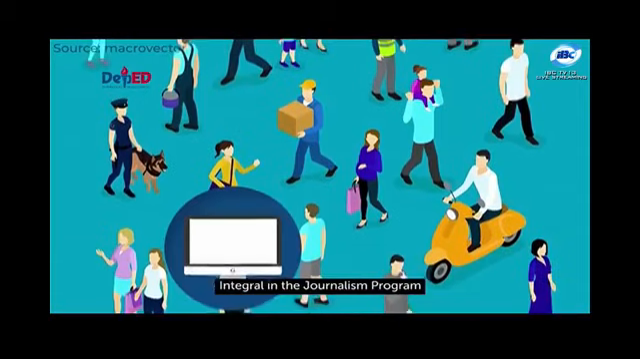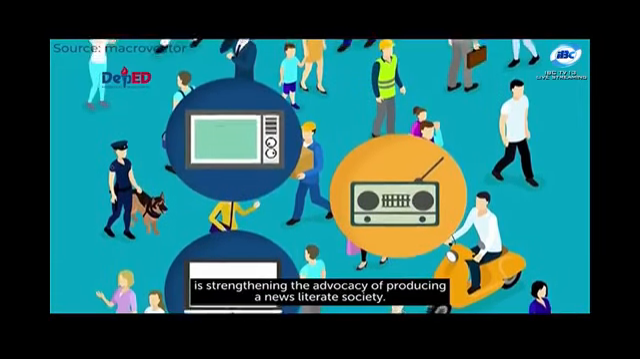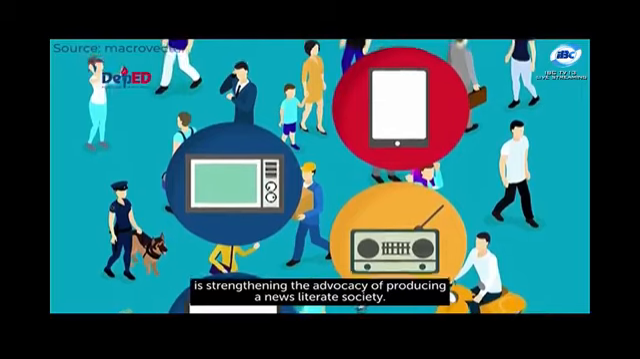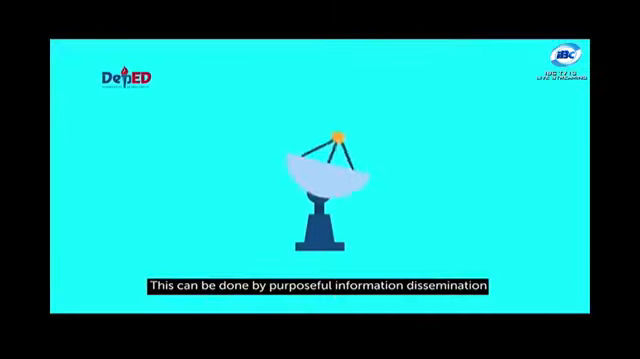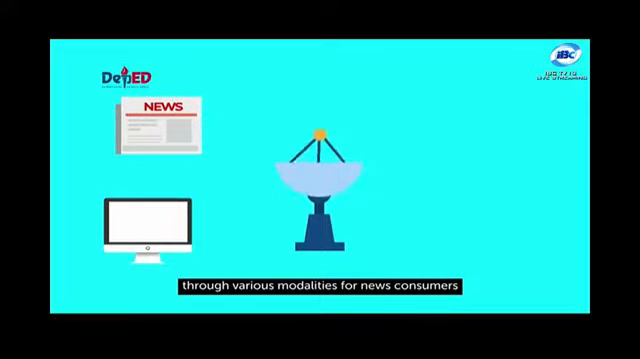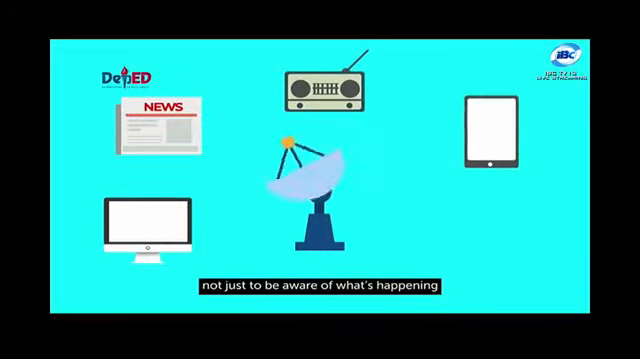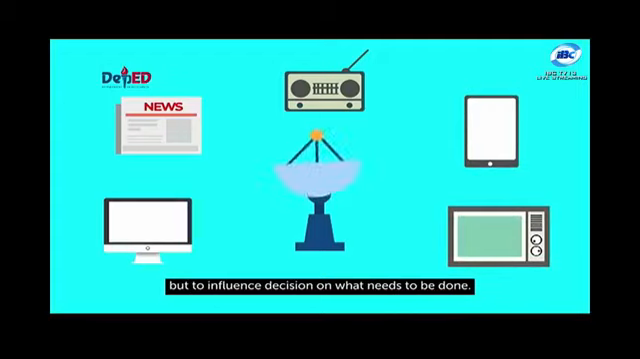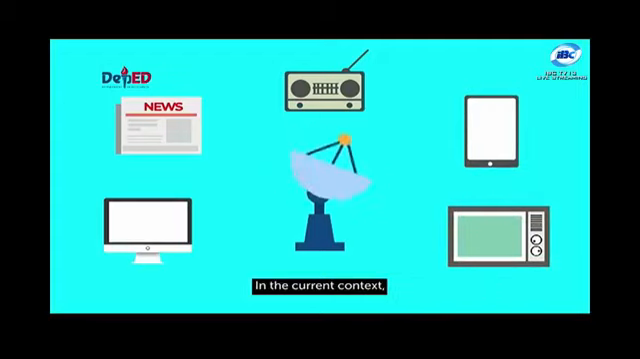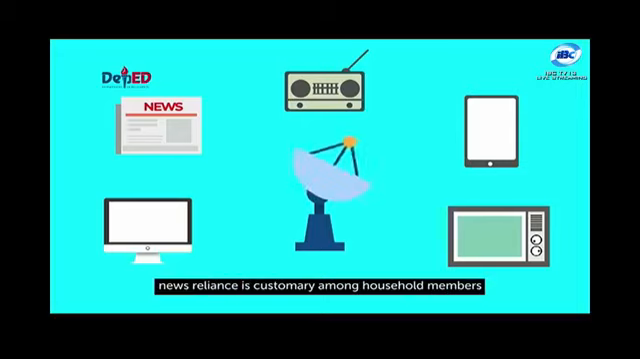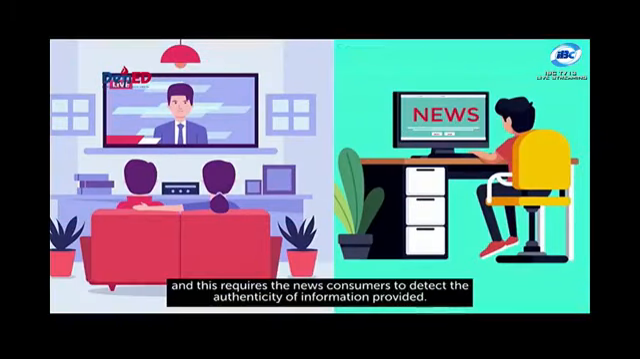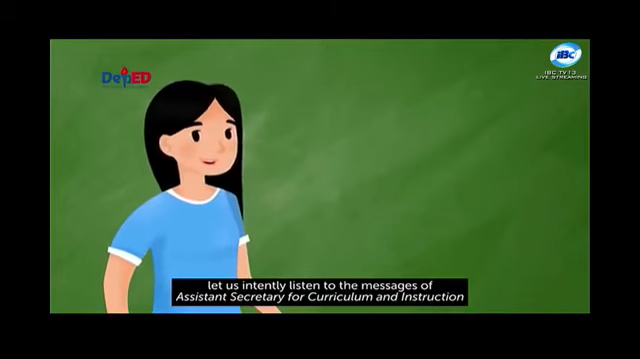Integral in the journalism program is strengthening the advocacy of producing a news-literate society. This can be done by purposeful information dissemination through various modalities for news consumers not just to be aware of what's happening, but to influence decision on what needs to be done. In the current context, news reliance is customary among household members, and this requires the news consumers to detect the authenticity of information provided.